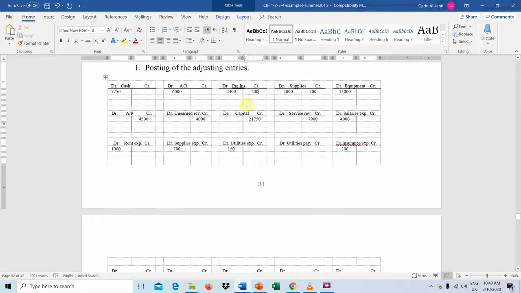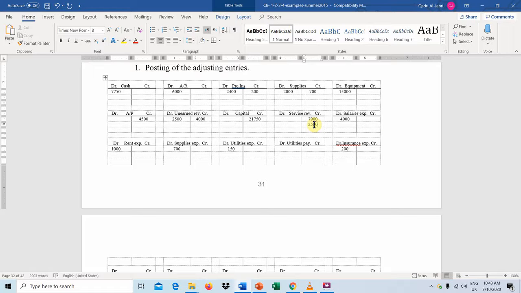The next one, we have unearned revenue debit. So unearned revenue will be debited by 2,500, and the credit for service revenue for 2,500. Done.